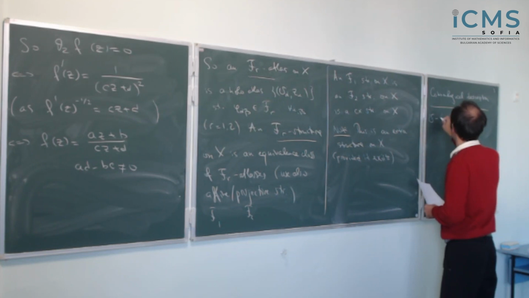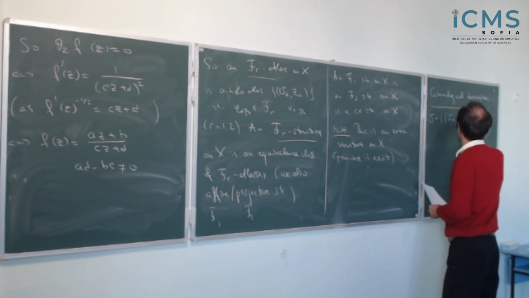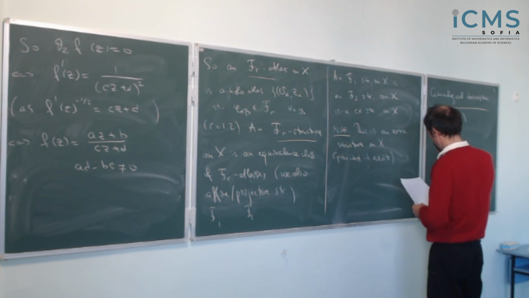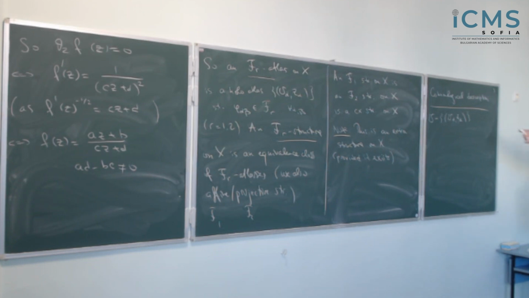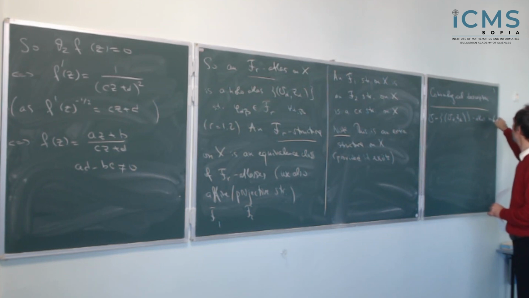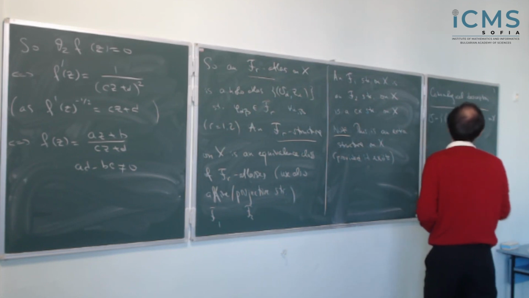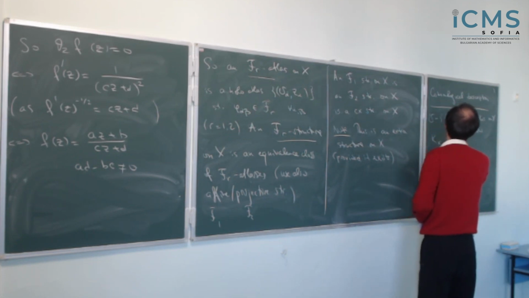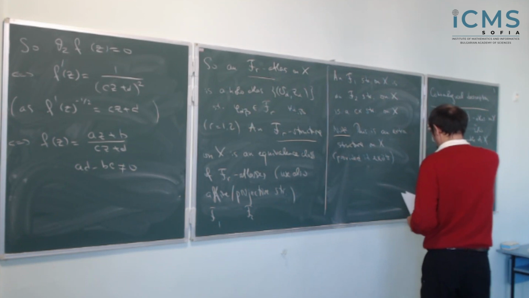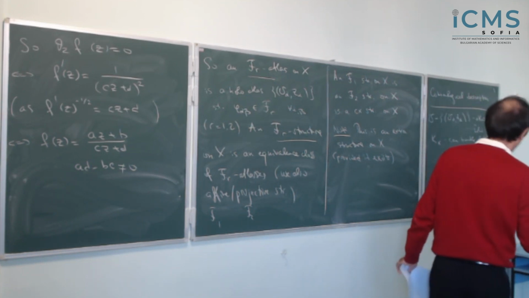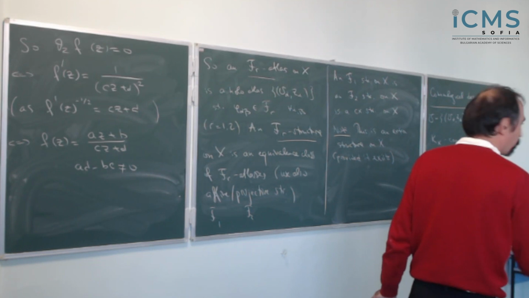So for the moment, I'm not requiring that it's compatible with class 1 ADS structures. Like this, or X, or whatever. So I'm going to write K_X for the canonical bundle on X.